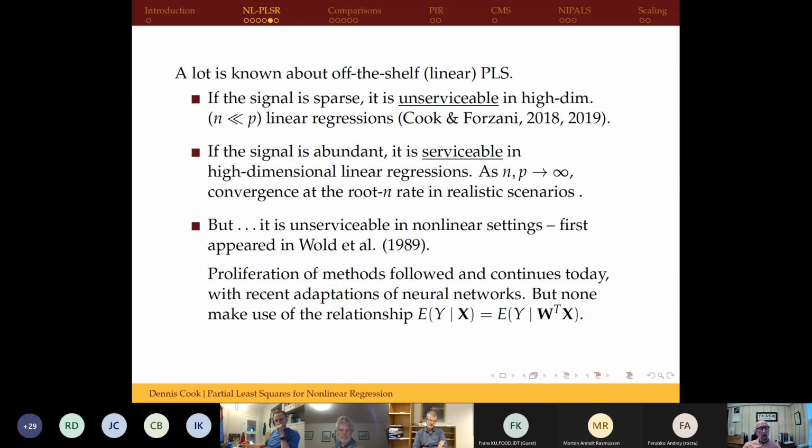Now, we also know, it's clear in the literature, that standard off-the-shelf algorithms are unserviceable in nonlinear settings. This was first pointed out by Wald, I think, in 1989, and he also gave the first proposal for dealing with such situations. And there followed from 1989 a proliferation of methods that continues today. It's like people are still trying to sort out what to do in nonlinear problems with PLS-like reasoning. There's been a recent adaptation using neural networks, but none of the methods that I've seen in the literature make use of the relationship that the expectation of y given x is the same as the expectation of y given w transpose x. Remember, this w comes from off-the-shelf algorithms.